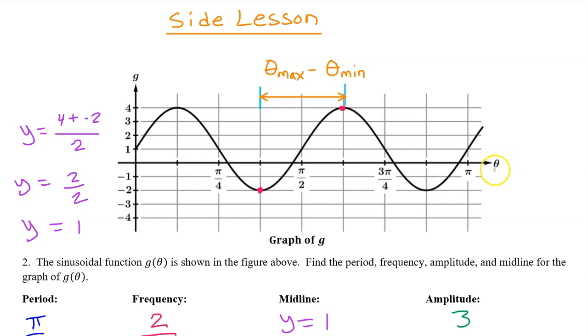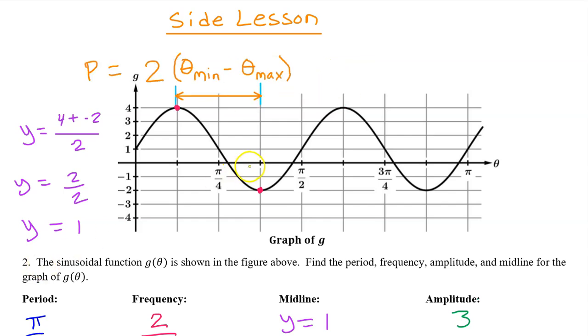For this function, the input values are values of theta. So the horizontal distance between the max and min is given by theta max minus theta min. Since the horizontal distance between max and min is half the period, then the period will always equal double the horizontal distance. By the way, the horizontal distance between consecutive max and min could be theta min minus theta max. It's always the second one minus the first one. Technically, if you put an absolute value on it, the order won't matter.